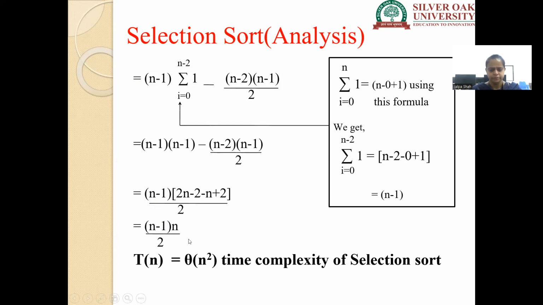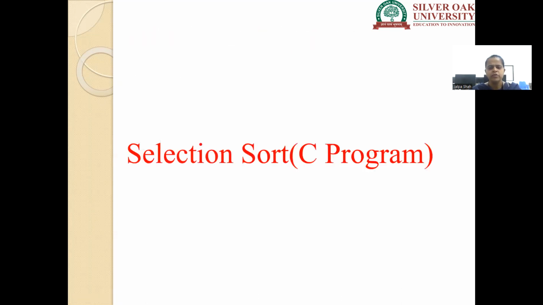As we know, whenever we are finding the complexity, we need to consider the highest polynomial degree of n. Here we are getting 2 as the highest polynomial degree of n. So T of n equals theta of n square, which is the time complexity of the selection sort. Now we need to see the program of the selection sort.